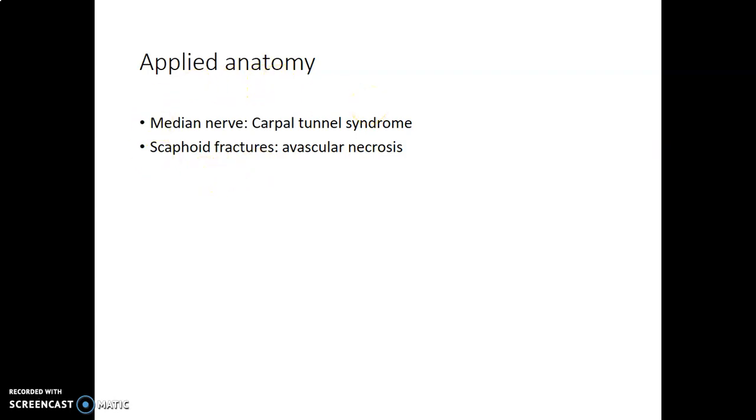Of course, you can get dislocation of the lunate or necrosis of the lunate. So those are examples of other applied anatomy cases. You can also have fracture of the distal radius around the wrist joint. So they present with a fork appearance of the hand, due to the distal fracture of the radius. It's called Colles fracture actually.